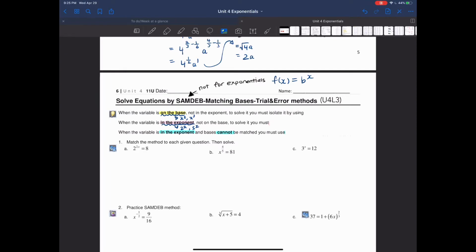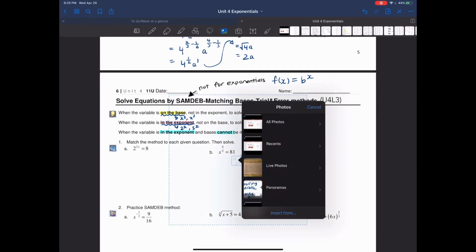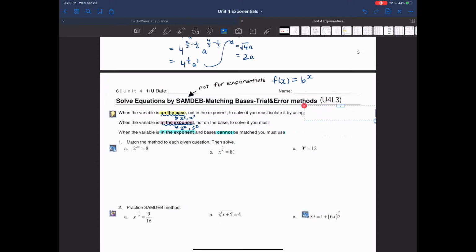To solve, we're going to isolate by using BEDMAS backwards, or sometimes you might see SEMDEB, and all that means is BEDMAS backwards. So that's our first method. Second method, when the variable is in the exponent, not on the base, what we're going to try to do is match the bases to equate the powers, and you'll see that in an example.